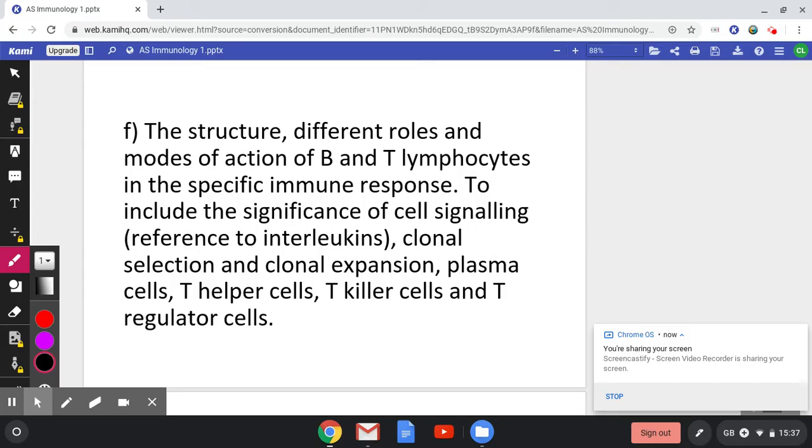So in previous videos, we've looked at a non-specific primary response, and that is before the pathogens have entered a cell. That's like the skin acting as a barrier. And we've also looked at a non-specific response once the pathogen has entered into the body, and that was phagocytosis, which we looked at in the previous video. And now we're looking at a specific immune response.